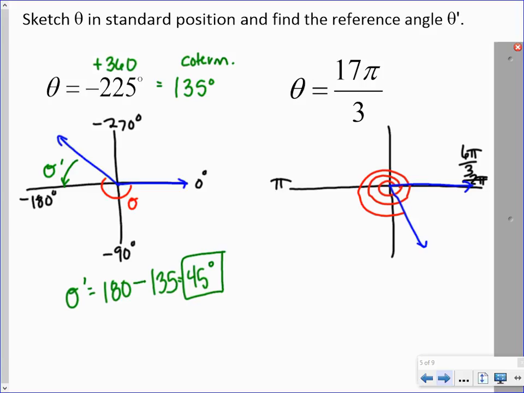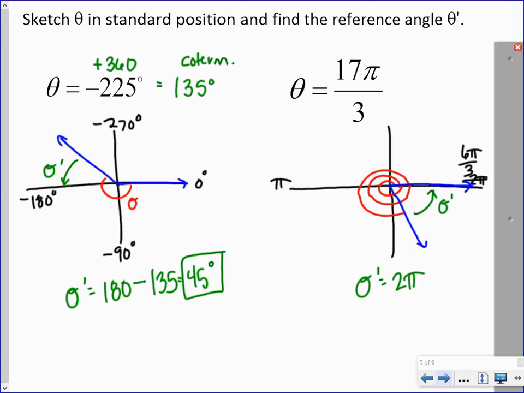In order to find my reference angle, because I'm in quadrant 4, I'm going to take that full revolution of 2 pi and subtract the angle from it, but I can't do 2 pi minus 17 pi over 3 because then I'll get a negative angle. Negative angles are not reference angles. So I would utilize coterminal angle again.